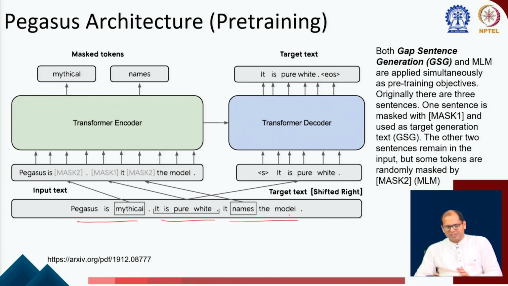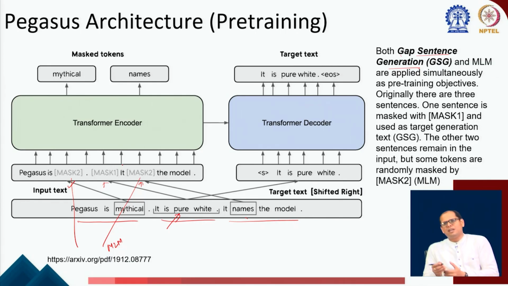So, what you will put in the encoder, you are removing mythical and putting a mask 2, you are removing this entire sentence and putting a mask 1, and removing this word and putting a mask 2, right. So, this putting mask 2 looks like masked language modeling, but what is mask 1? This is what they called gap sentence generation. So, you have some gap sentences.